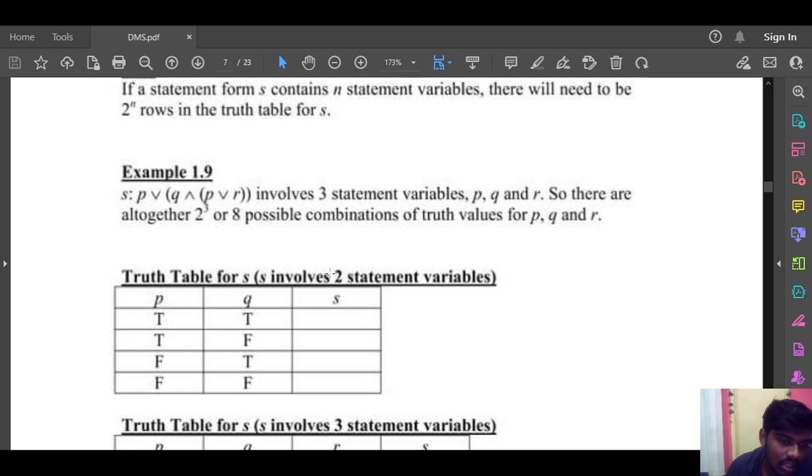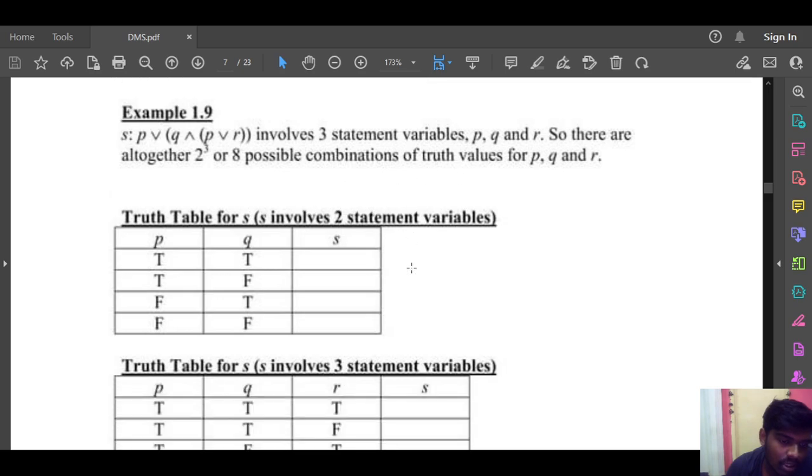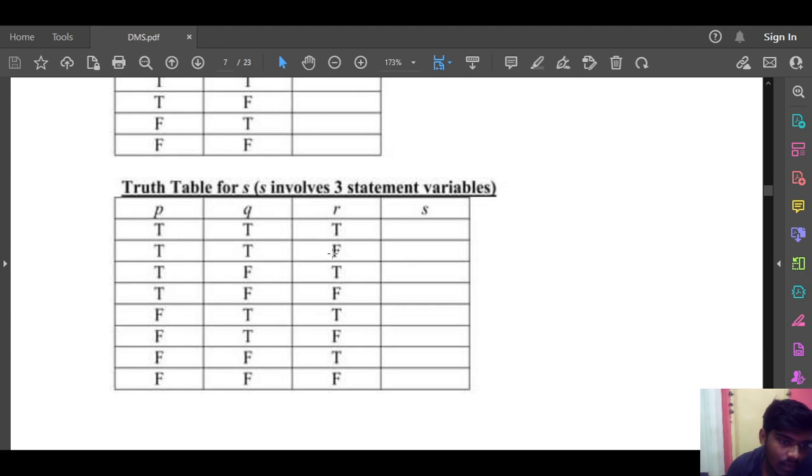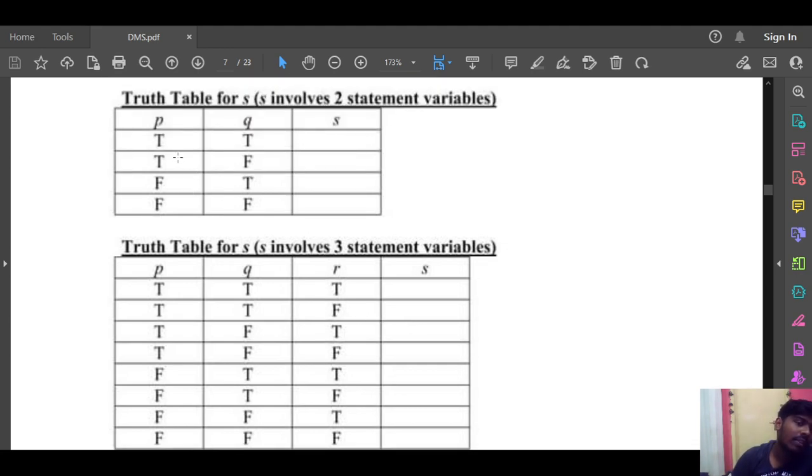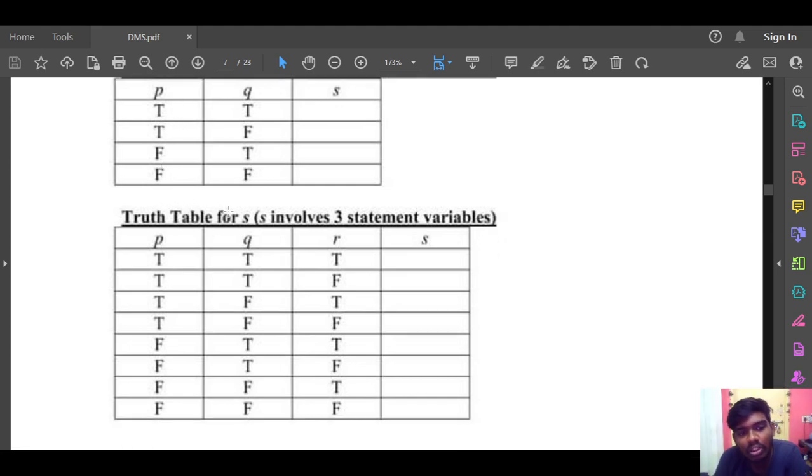A truth table for statements involves more than two statements. Whereas if there are only two statements, that is true and false, the possible cases are only four. But if the truth table involves three statements, the possible outcomes will be 1, 2, 3, 4, 5, 6, 7, 8.